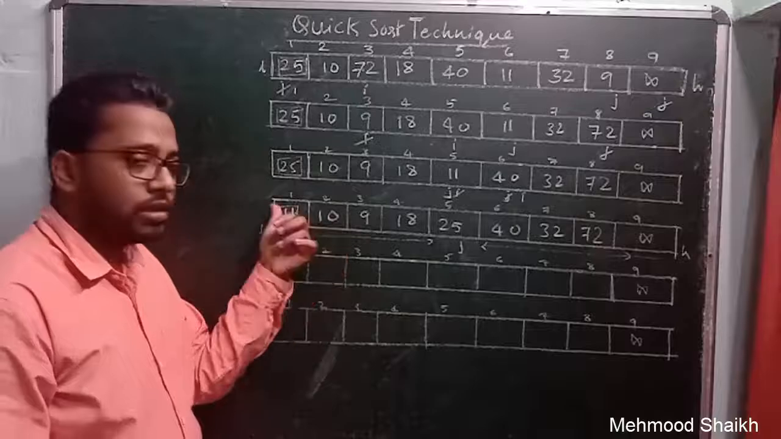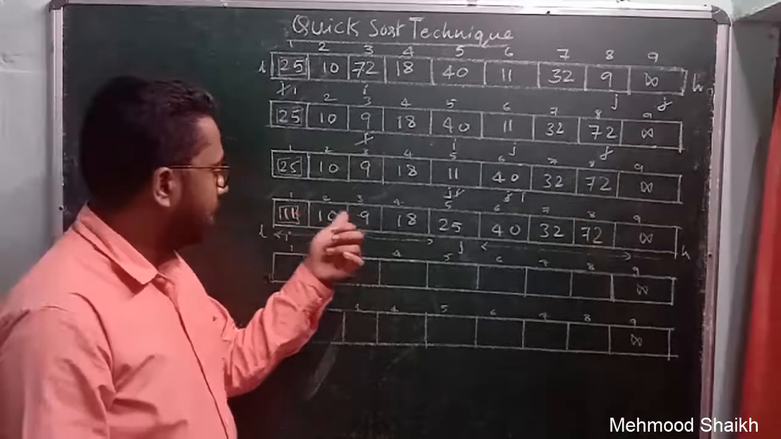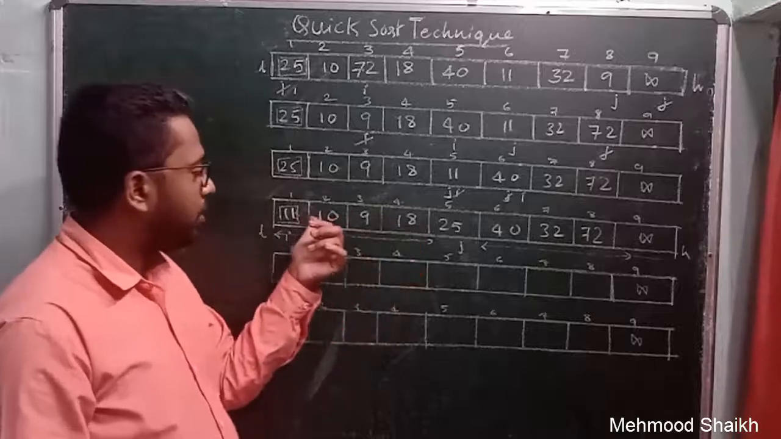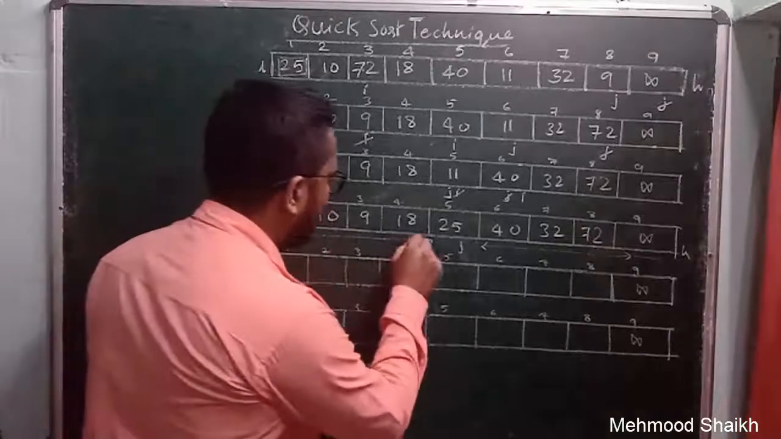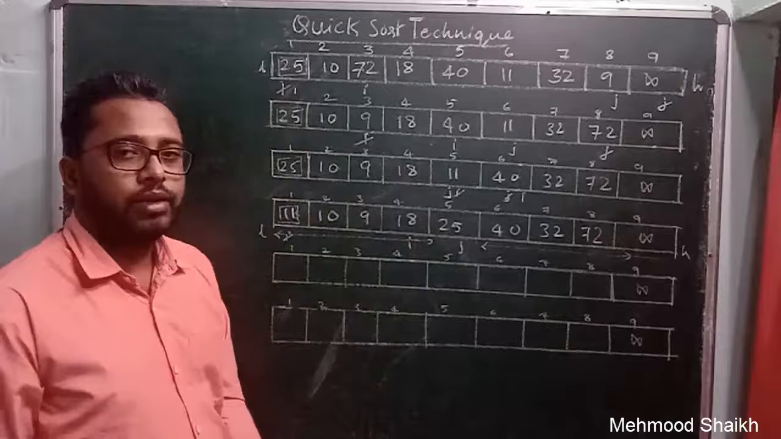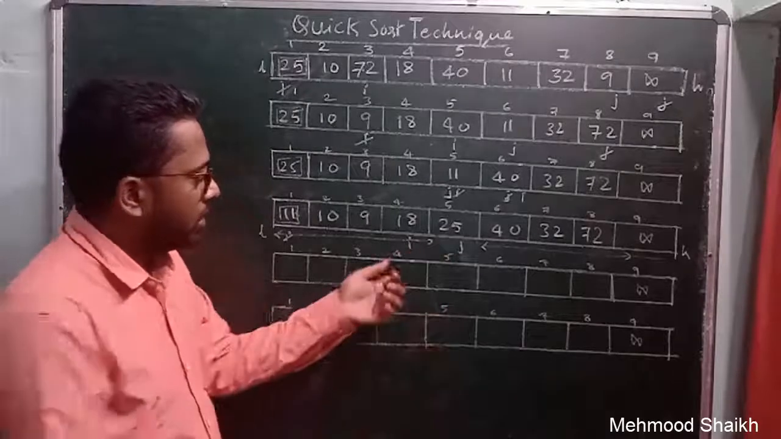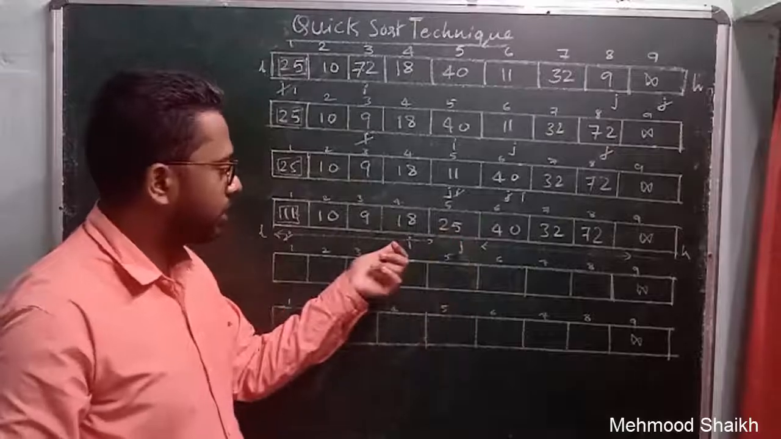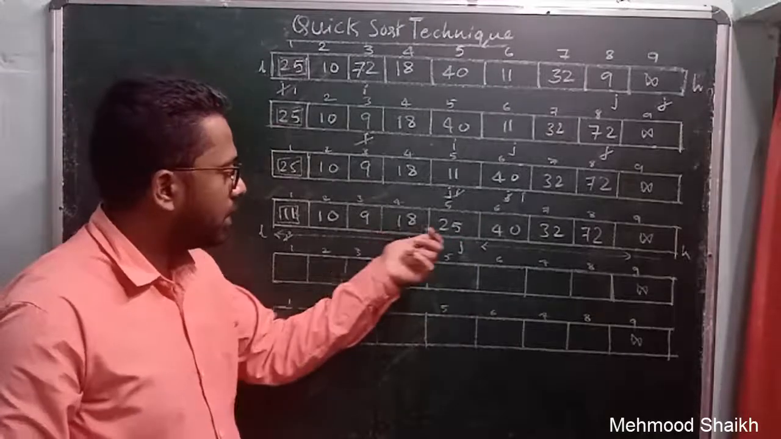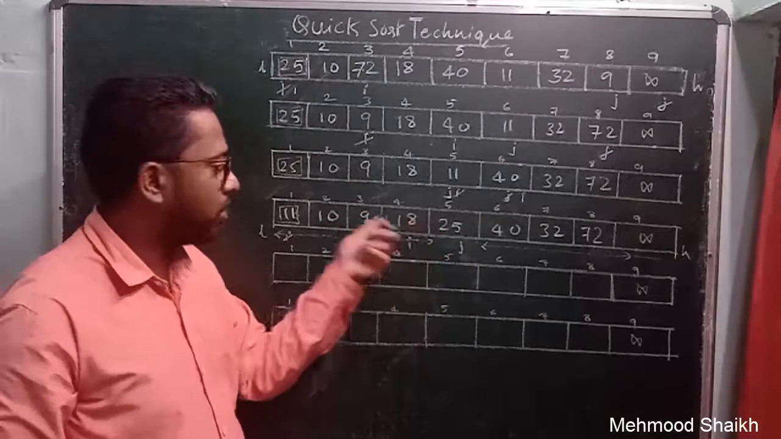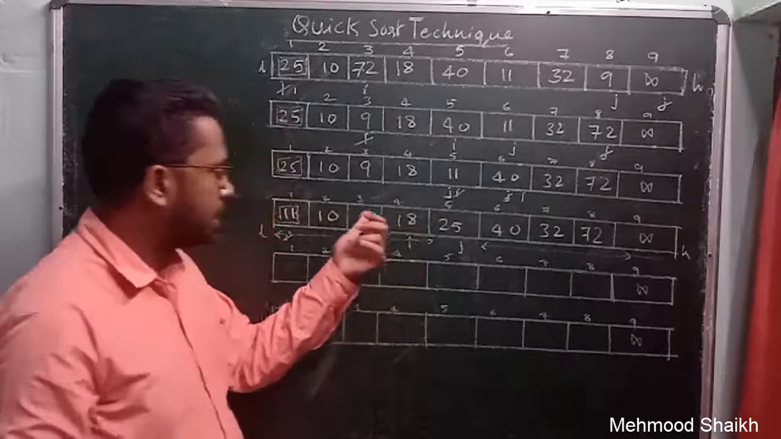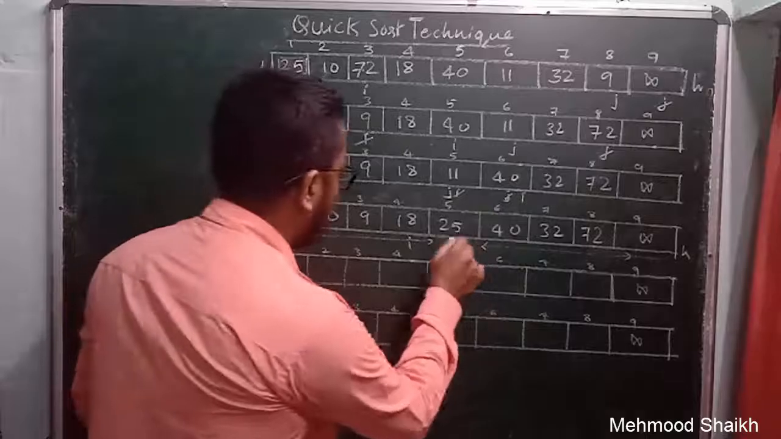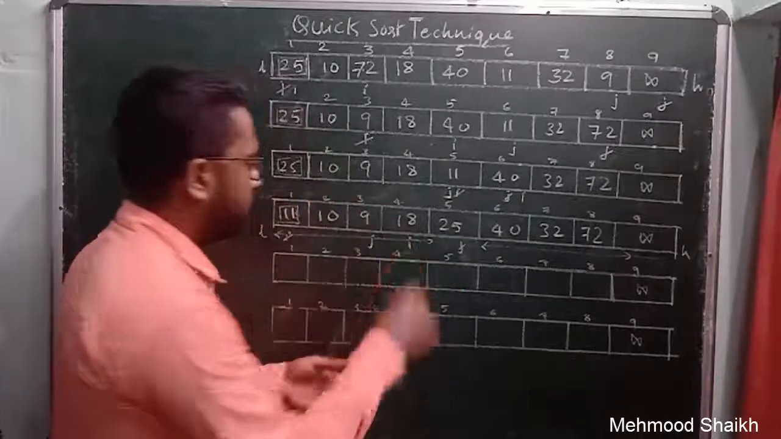10 is there, but 10 is not greater than the pivot element. 9 is not greater than the pivot element, so we will move to the next element. And 18 is greater than the pivot element, so we will point 18 with I. And j is here. I will check, is there any element on the left side of j which is lesser than the pivot element. There is an element 18, but 18 is not lesser than the pivot element, so I will move to the next. Yes, this 9 is lesser than the pivot element, so I will mark 9 here.